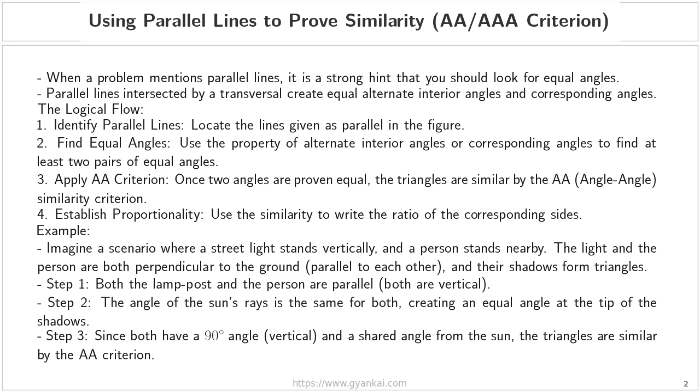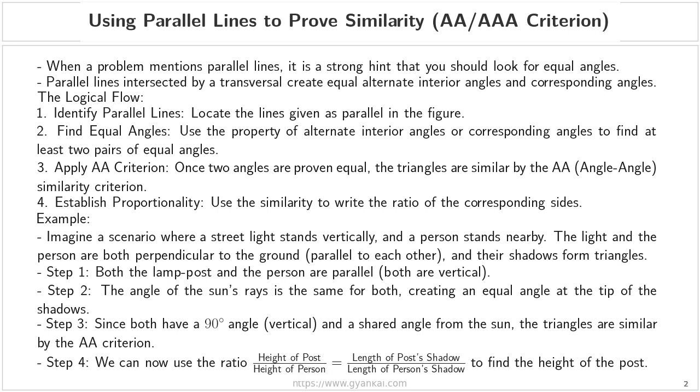Step 3, since both triangles have a 90-degree angle from the vertical position and they share that same angle from the sun, the triangles are similar by the AA criterion. Finally, step 4, because we have established similarity, we can set up a proportion. We can say the height of the post divided by the height of the person is equal to the length of the post's shadow divided by the length of the person's shadow. This allows us to calculate the height of the post using the shadow lengths.